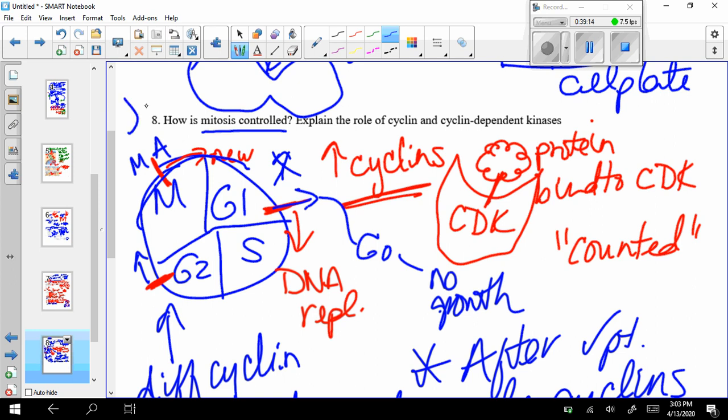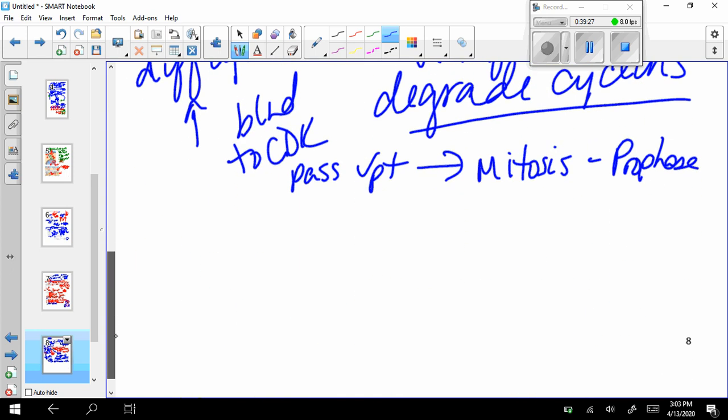So when the chromosomes are all lined up like this, the spindle fibers get yanked on a little bit to make sure that they're connected to the kinetochore. And if they are, then they pass the checkpoint and keep going. So that's how cyclins work. I just want to draw a little graph to show you.